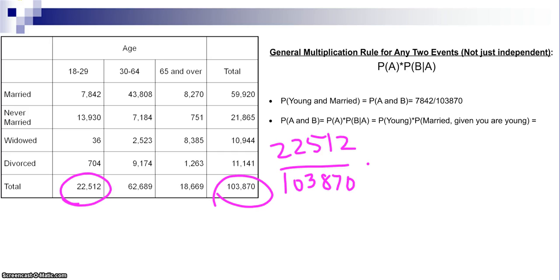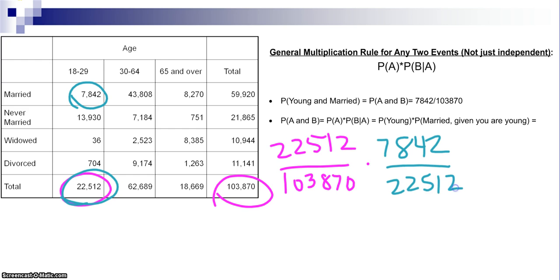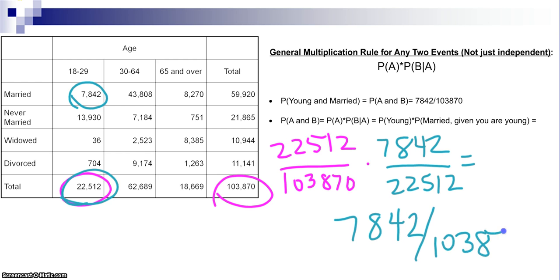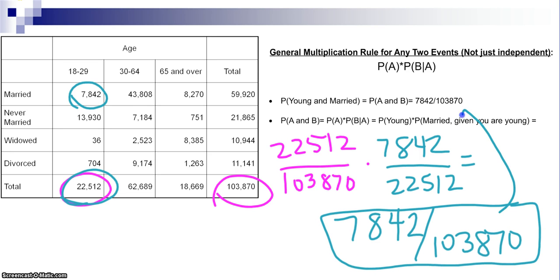So let's get a different color, okay? Given that I am young, so given this group, how many are married? So that would be 7,842 over 22,512. And that's going to give us the same fraction, 7,842 over 103,870. Notice that this fraction is exactly the same here. Okay? So that's what we were looking for.